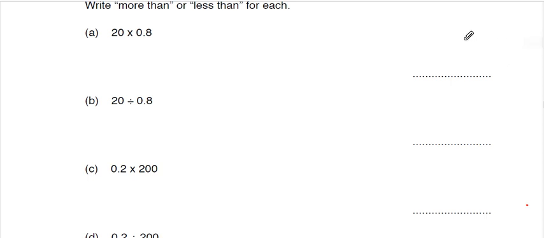Okay, so welcome to your challenge question today. In this question, what you have to do is work out whether parts A, B, C, all these questions are less than or greater than 20. So obviously we have to work them out quickly, within 2 to 3 seconds. You should be able to do this question.